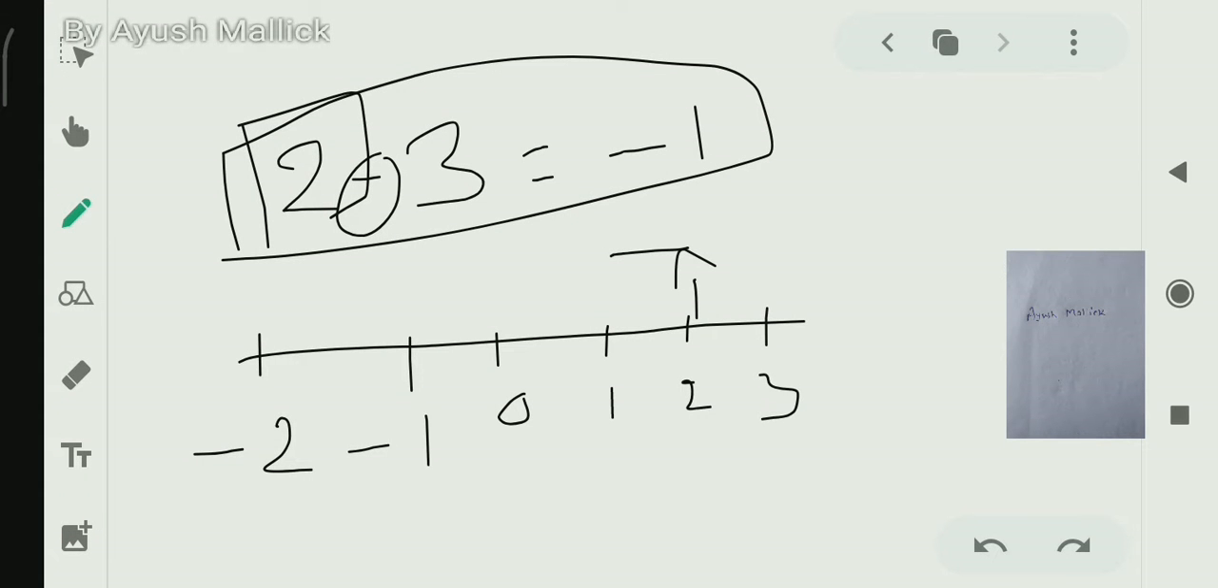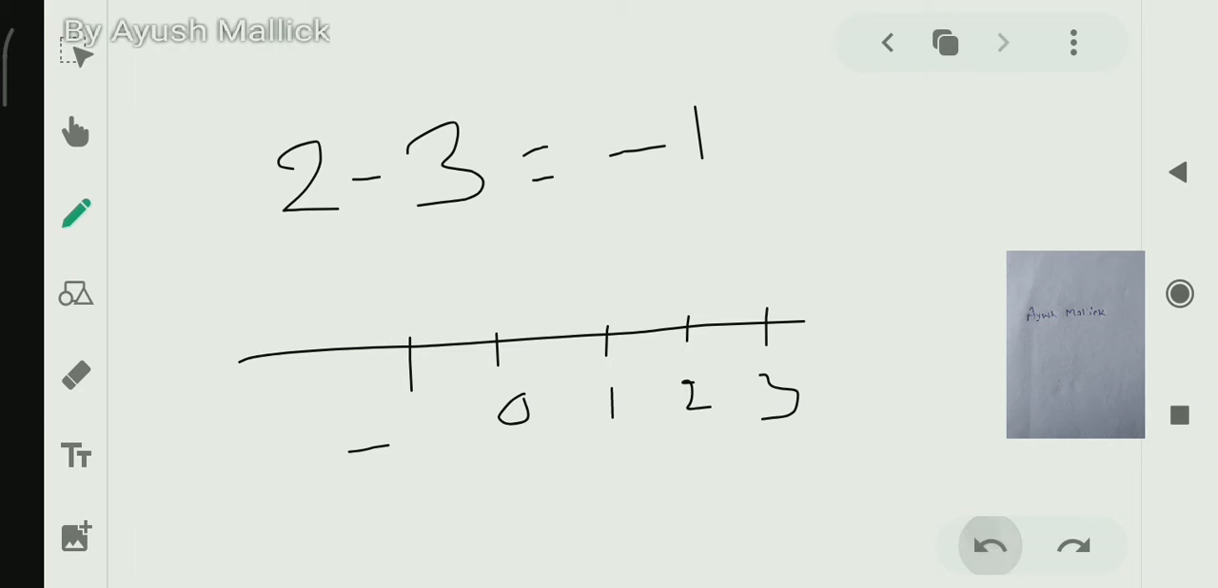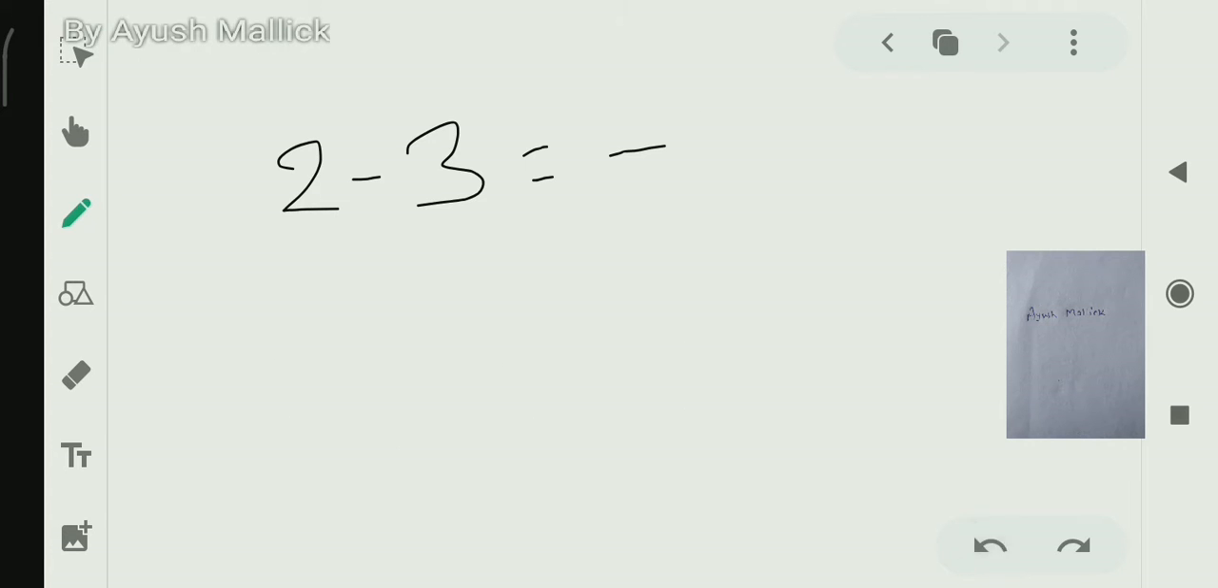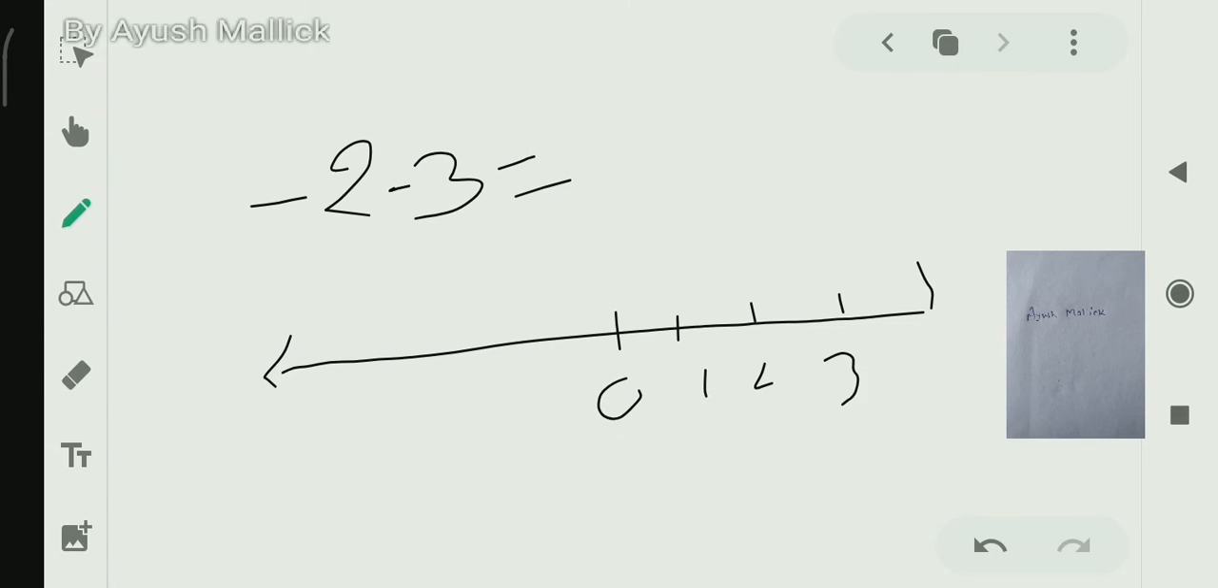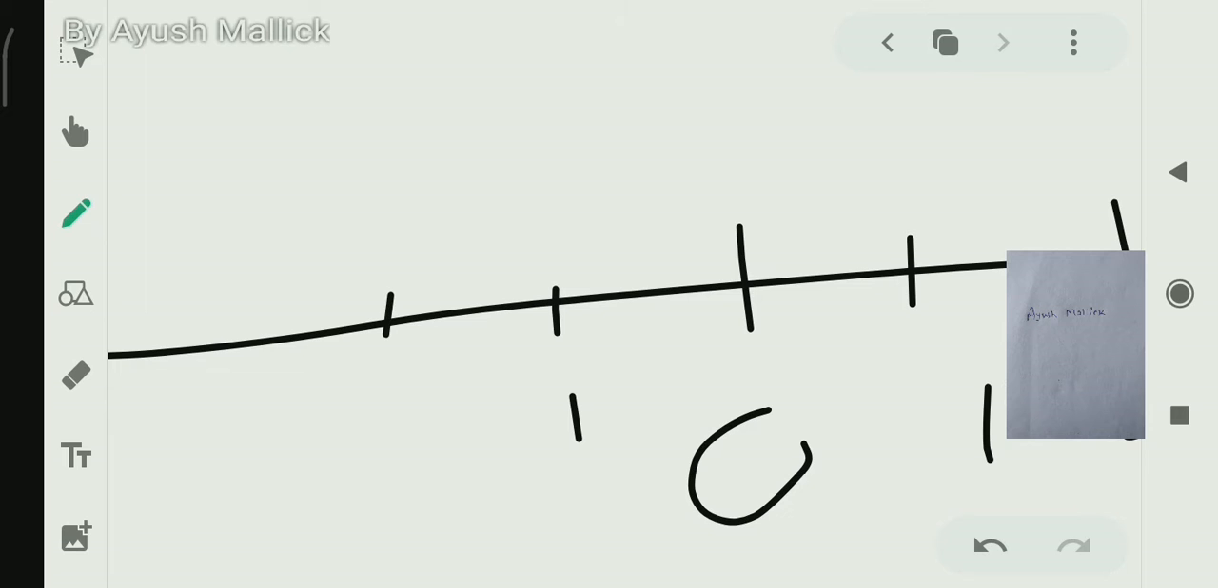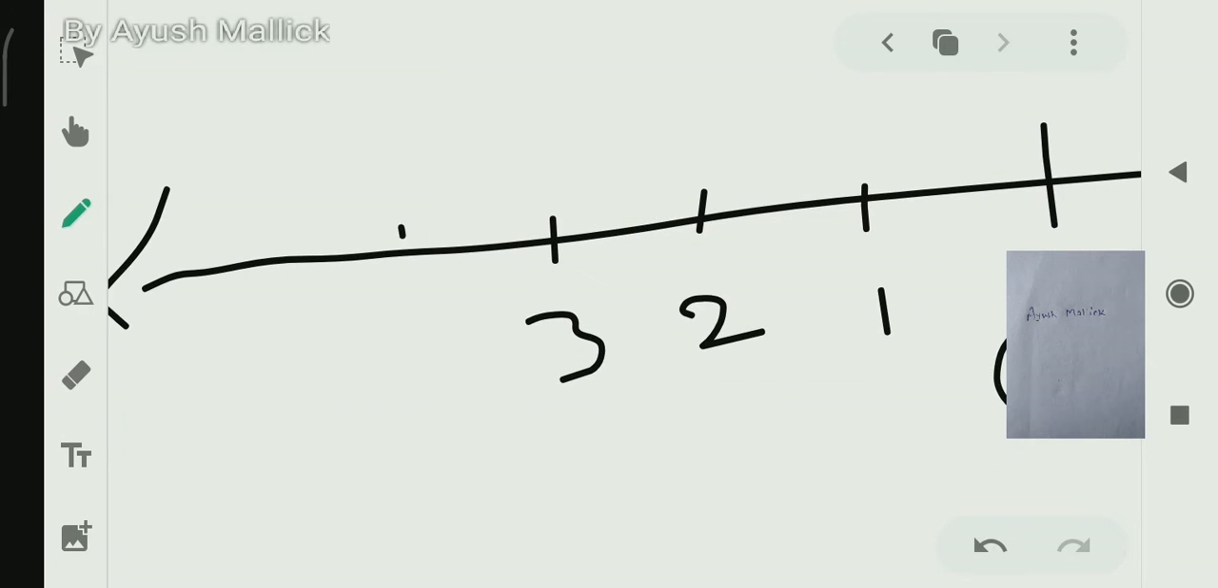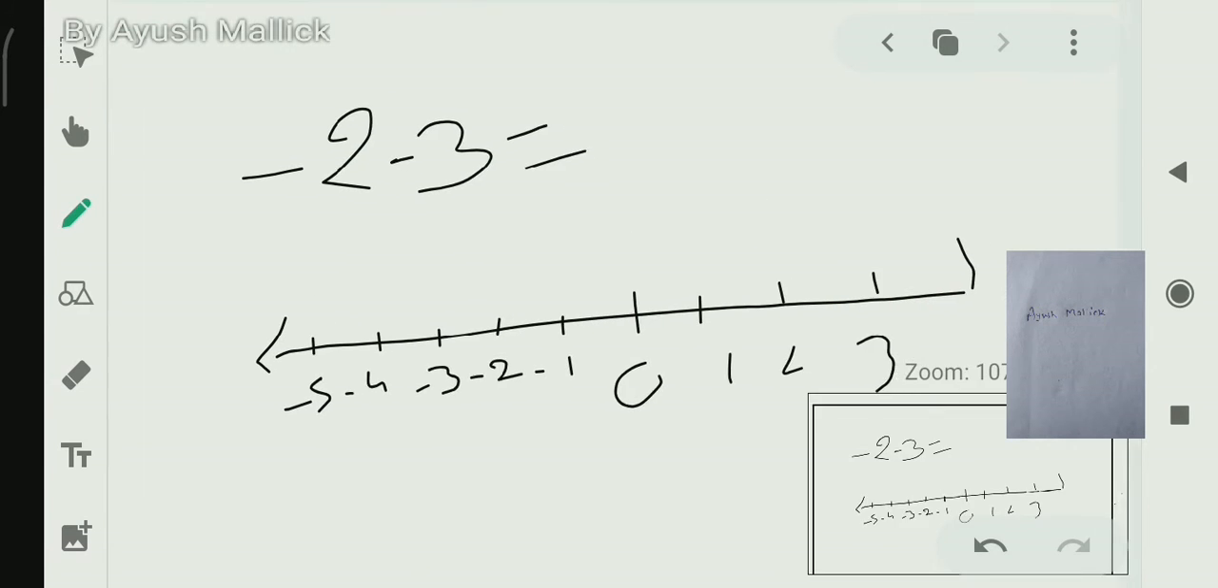Okay, let's take one more example. It's a little bit more difficult than this simple one. Let's say we have minus 2 minus 3. We have to subtract 3 from minus 2. We can also see this with the help of a number line. Let's say we have 0 over here, then positive 1, 2, 3, and to the left, 1, 2, 3, 4, 5, all are negative because they are to the left of 0.